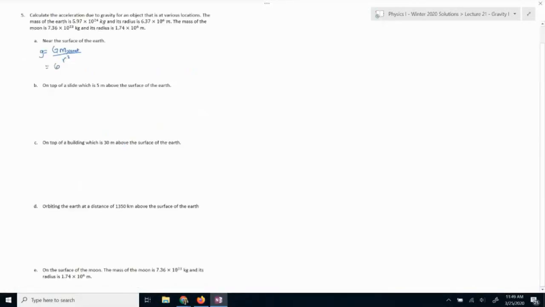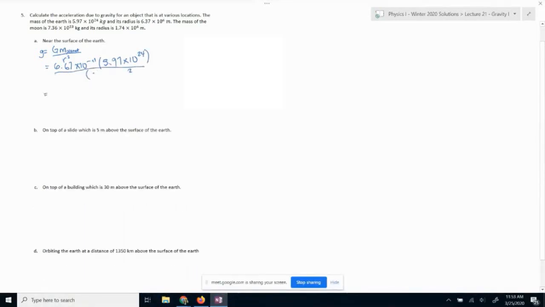So all of that equals G, which is 6.67 times 10 to the negative 11, times the mass of the Earth, which is 5.97 times 10 to the 24th, divided by the distance squared, where r is 6.37 times 10 to the 6, all squared, which equals 9.80 meters per second squared.